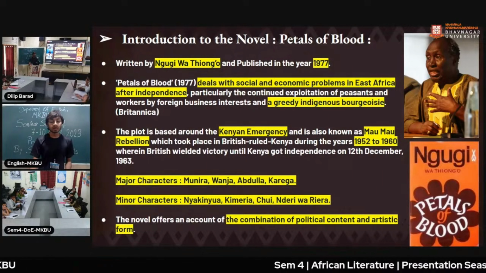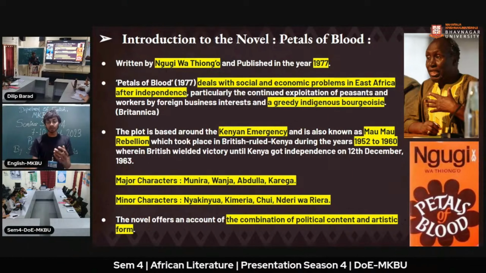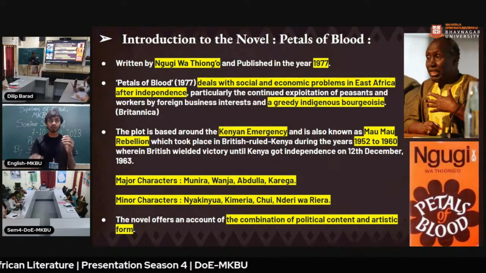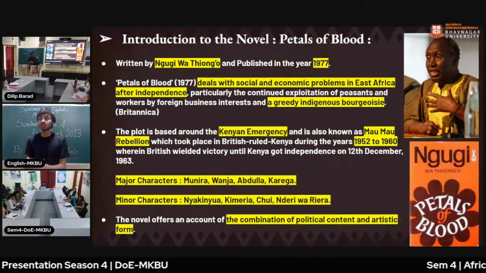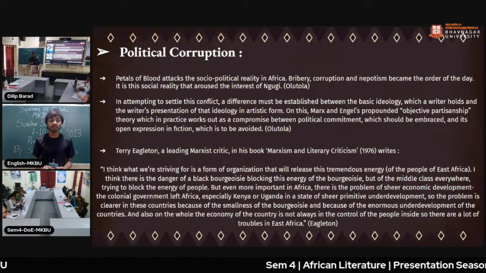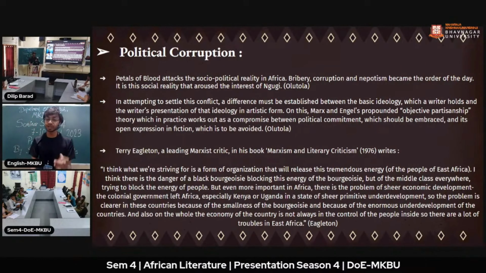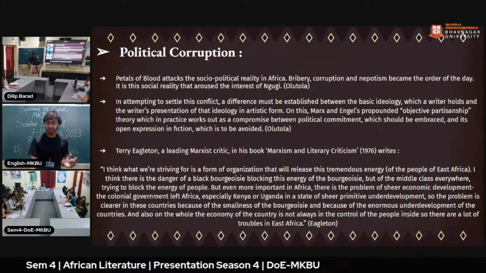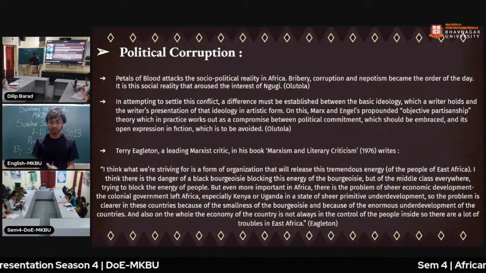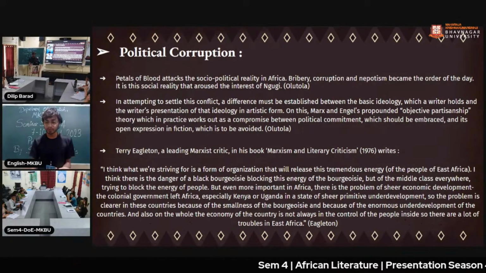What the novel basically offers the reader is a combination of political content and artistic form. So how political content can be written in artistic form, it is there. Now, how political corruption is there in the novel. Petals of Blood attacks the socio-political reality in Africa: bribery, corruption. These are some kind of frills of this main skirt, that is political corruption, bribery, corruption, nepotism.